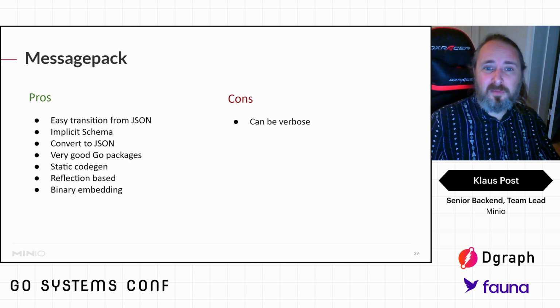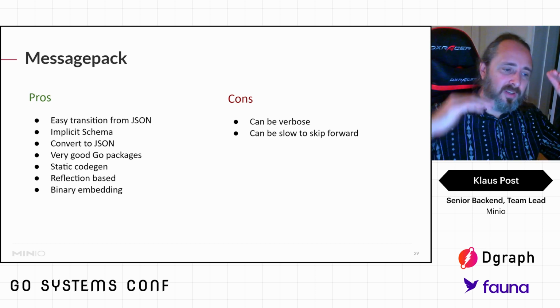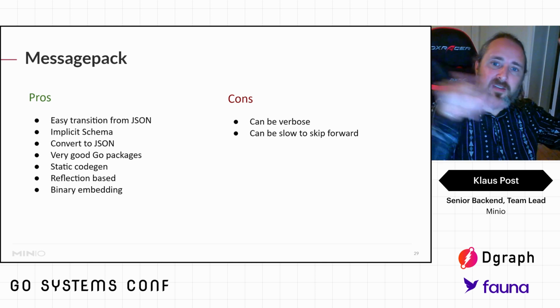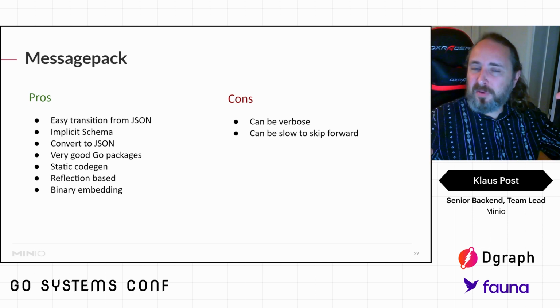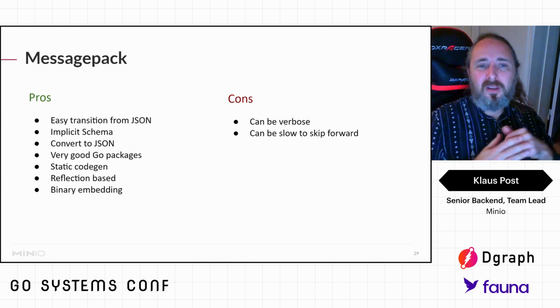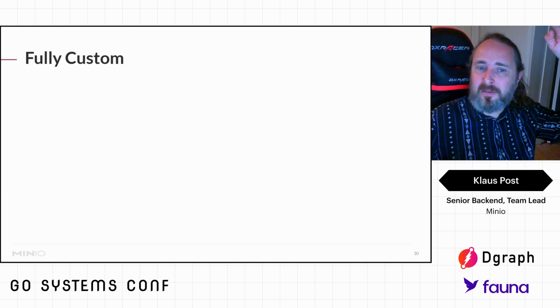If we look at the con, it can be rather verbose because it includes field names for objects. It can be slow to skip forward, similar to JSON: if you want to skip an object inside JSON, you have to parse everything in between. MessagePack sort of has the same issue. So if you want to skip an entire object, you need to parse what's in between.